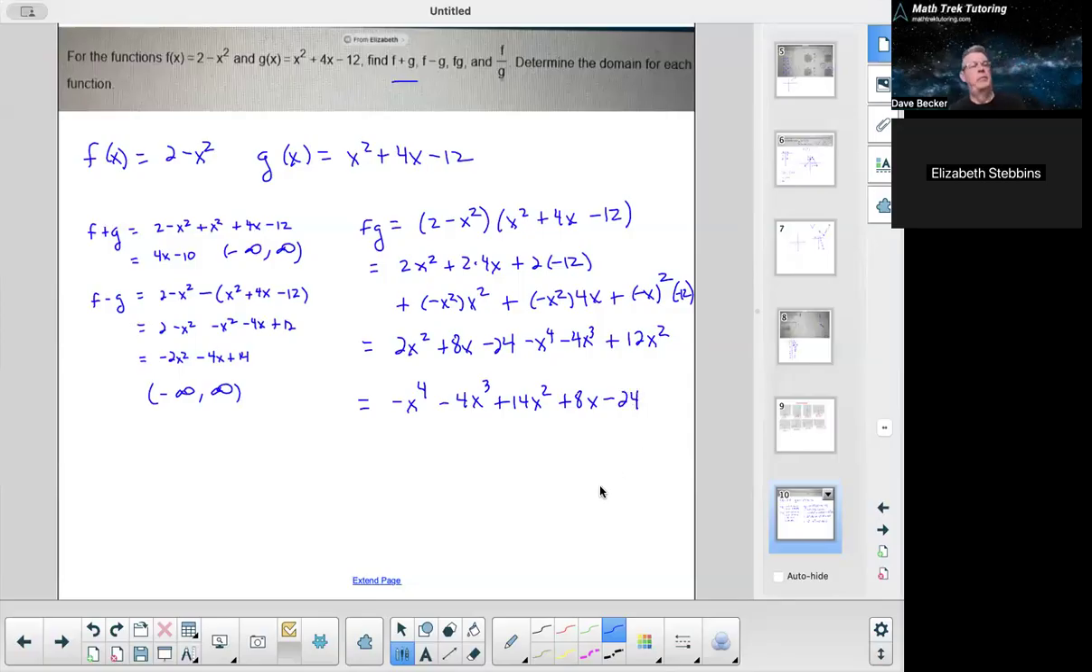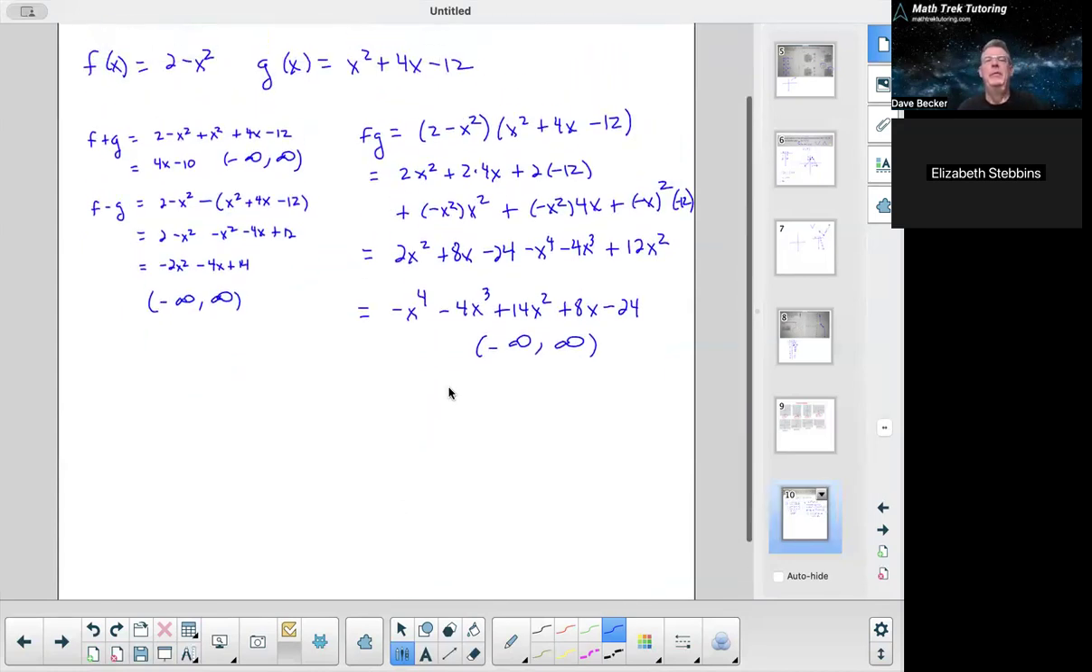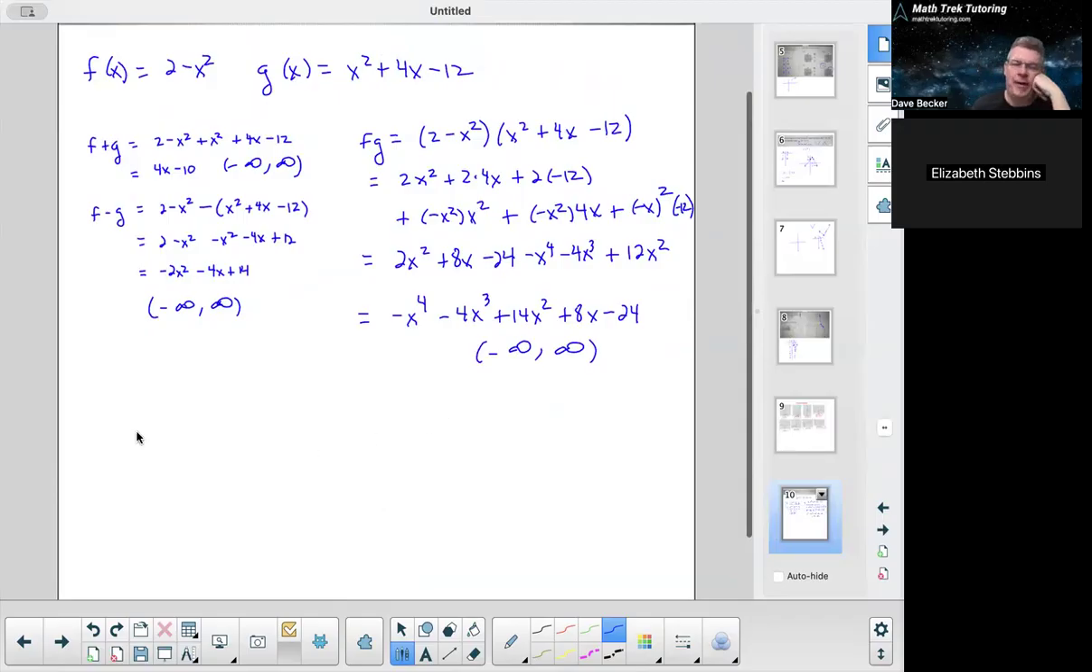And the good news is for f over g, again, this is negative infinity to infinity because we're not dividing, we're not taking the square root. With square root, you can't take the square root of a negative number, right? And dividing, we can't divide by zero. Or like when we have a fraction, the denominator can't be zero. Here, we're going to write a fraction, and then we're going to factor.